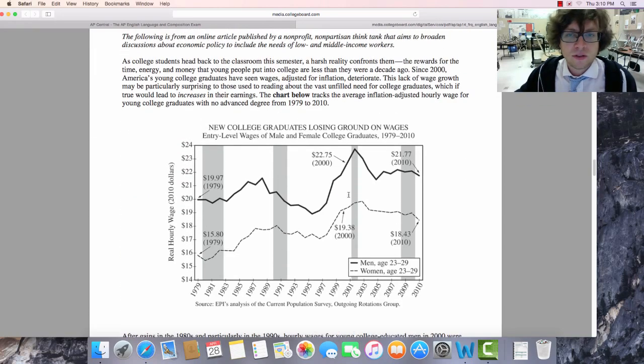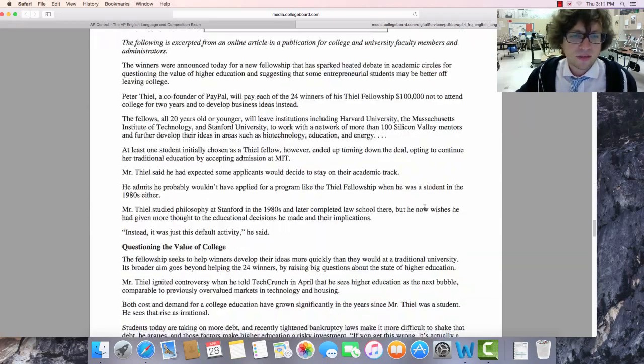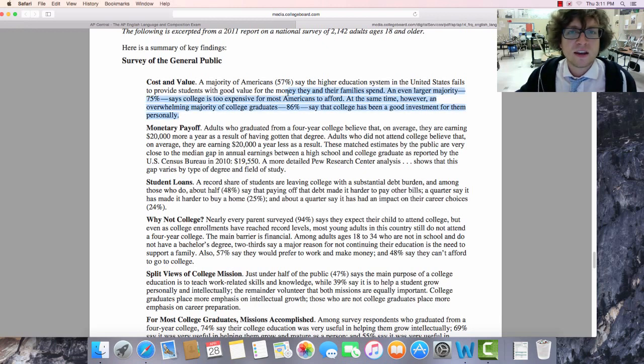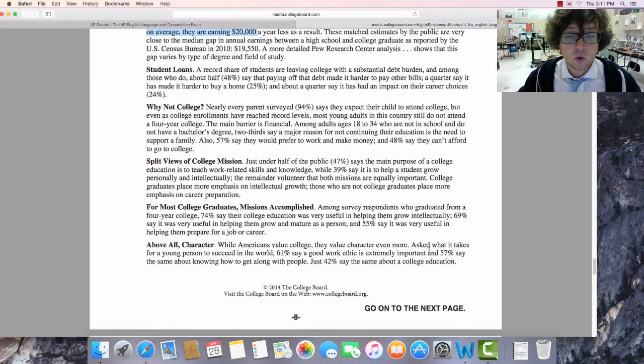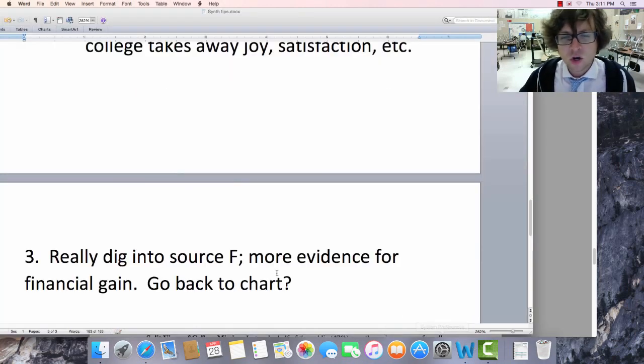and you point out the amount of money people are making, and you combine that with this statistic here about people who say that college was a good investment for them personally, and maybe the monetary payoff, then you're talking about a bunch of different factors. So what we would do there is start with something in source F that seems to be against us, and then use another part of source F, and maybe the chart as well, to say why no, actually college is still quite important. So that's what I mean when I say no one-source paragraph.